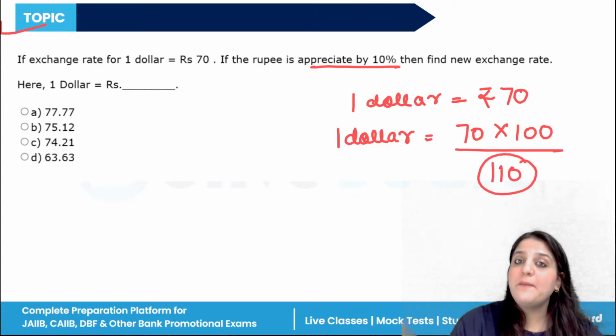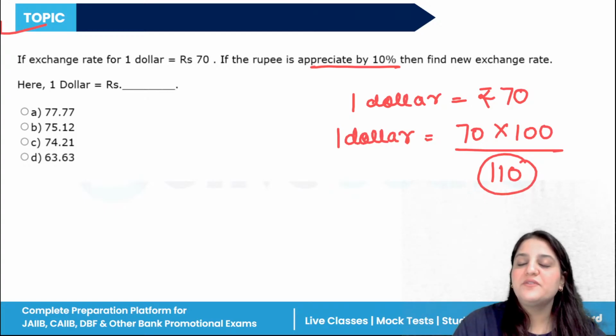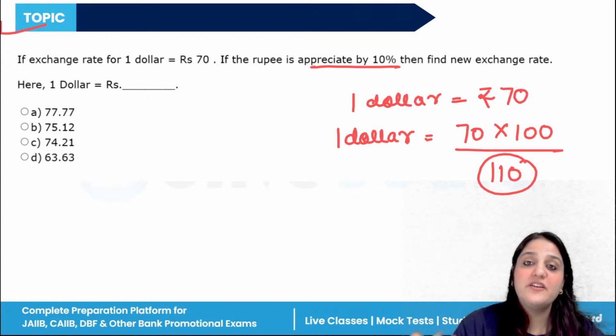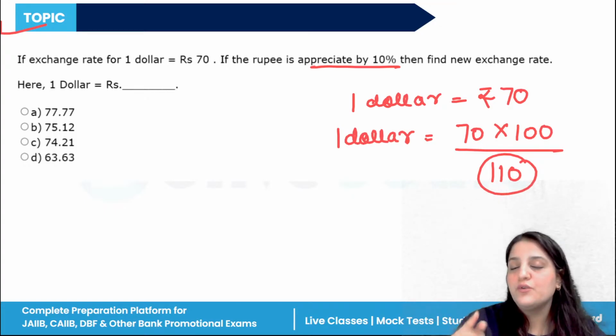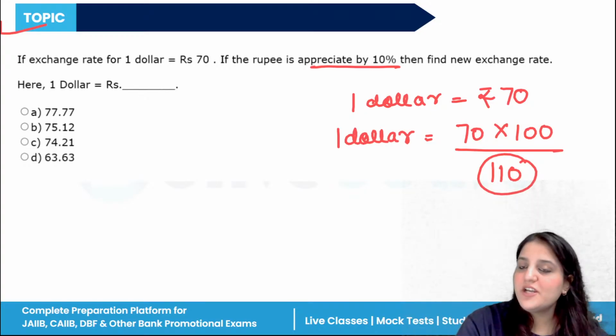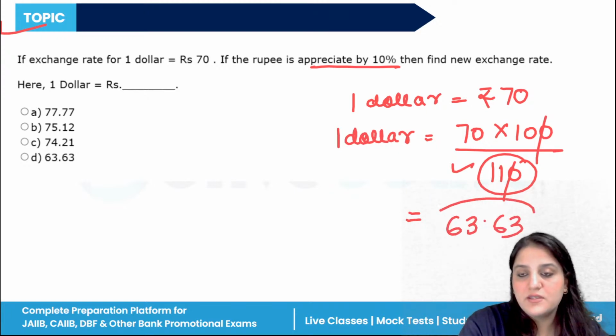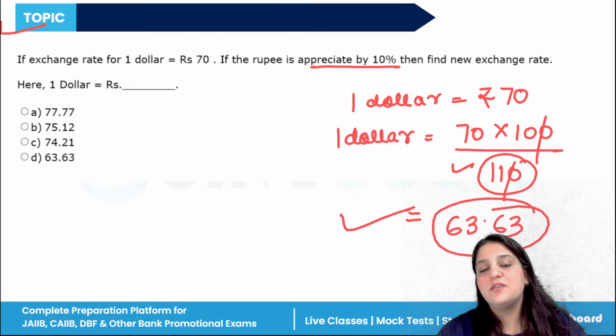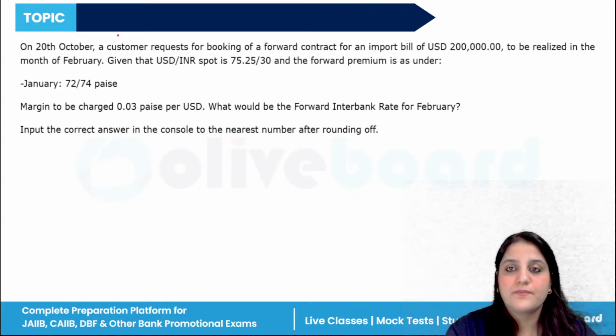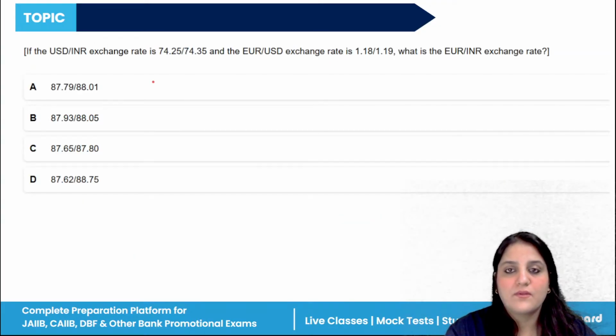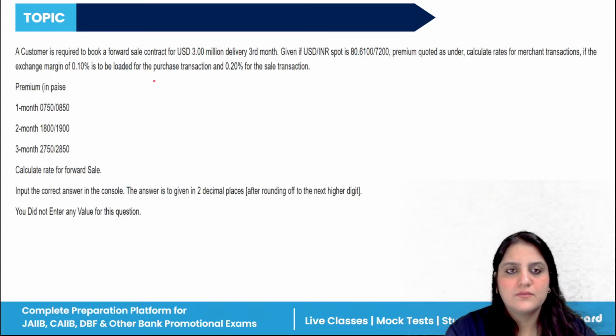If it depreciates or reduces by 10%, then we can take 100 as 90. But here it is appreciated, so 110. So here what we got is 63.63 is the answer. So $1 is equal to 63.63. Do this question.